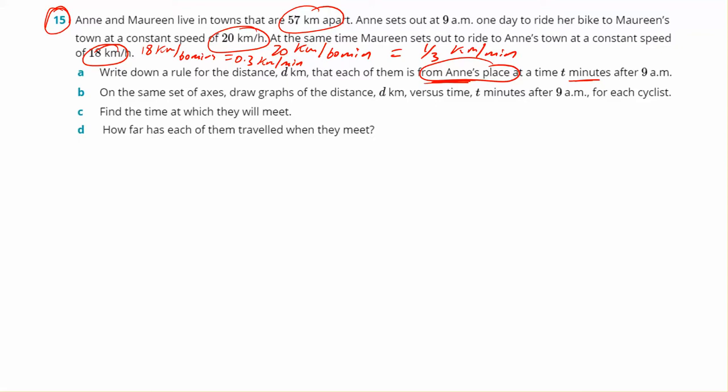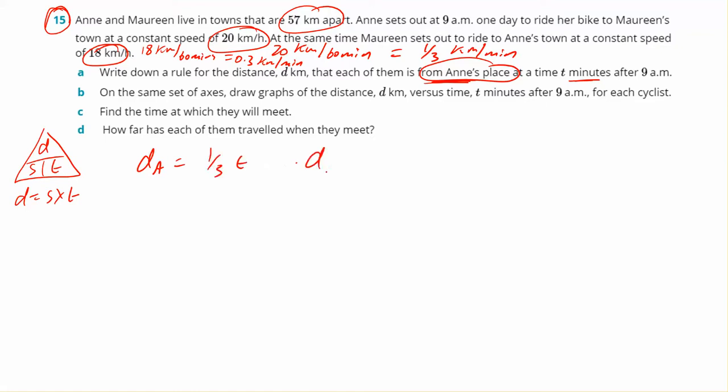So write down the rule for the distance D for each of them. Since we're traveling from Anne's place, the distance for Anne would just be a third times T. The reason is, remember the distance, speed, time triangle. Distance is speed times time. My speed is a third kilometers per minute. My time is just T. So that's why the equation's like that. So we've got D equals a third T.